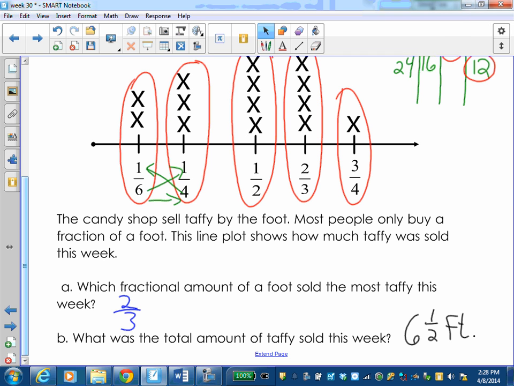Okay? So this is how you solve the questions to this problem. And then the other part of your homework is another problem similar to this. So work that one on your own and see how you do.